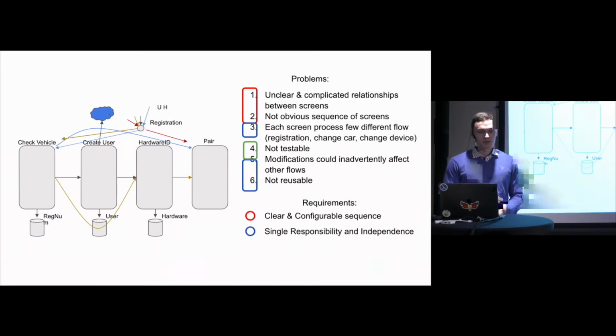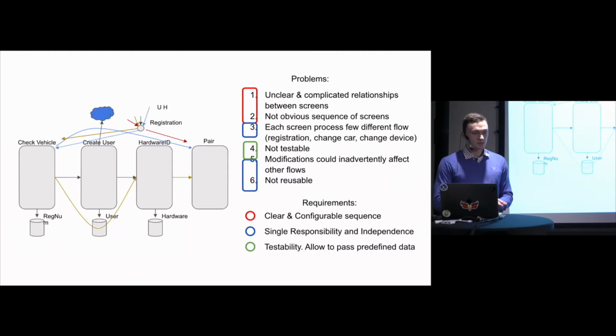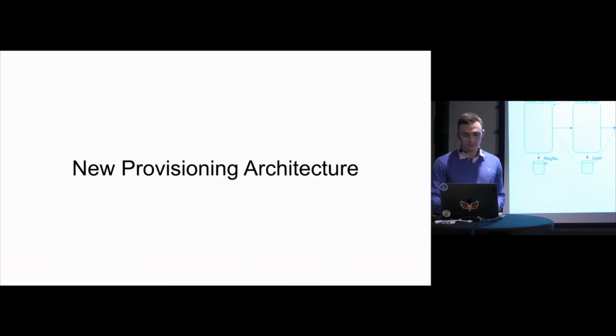The second is single responsibility and independence. Each view controller should be single responsible and should do only one thing. It shouldn't care about any other flows, any other view controllers and stuff like that. It should be independent from the flows. And of course, testability and allowing to pass predefined data, because we want to make it simpler for our testers to reproduce different steps and states.